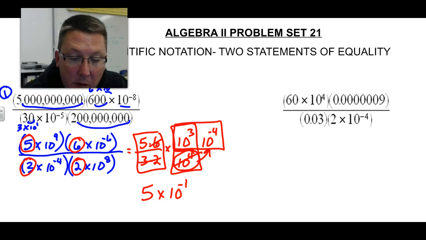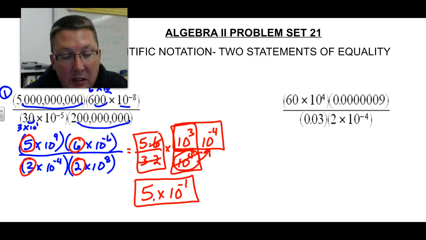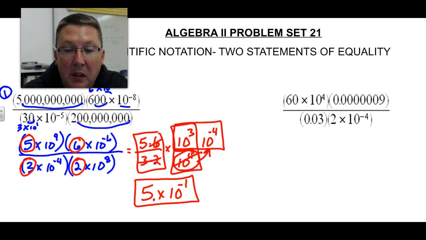Okay, so this final answer, I need to make sure that it is in proper scientific notation. Right now my decimal point is there, so I have one non-zero digit to the left of the decimal times a power of 10. All right, so that is my final answer. All right, let's try another one.